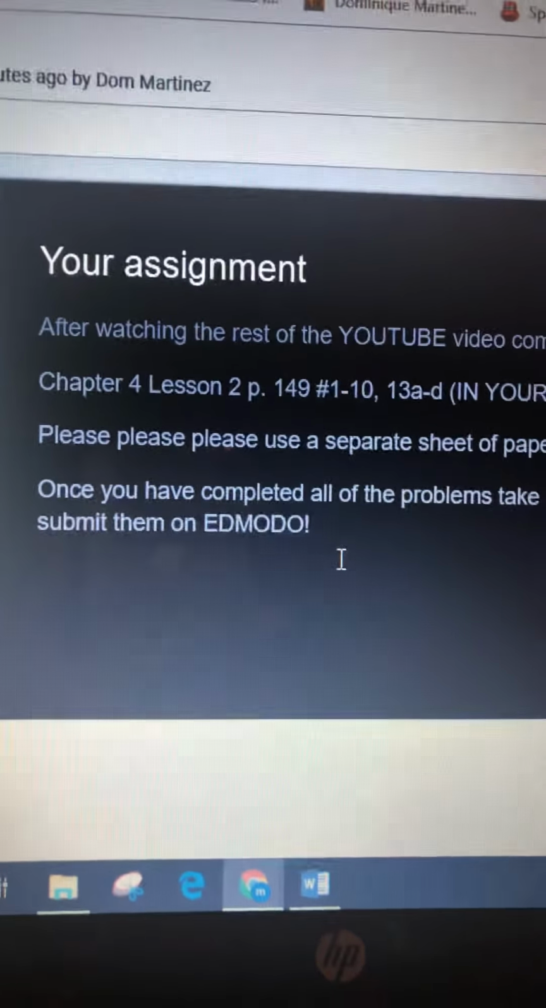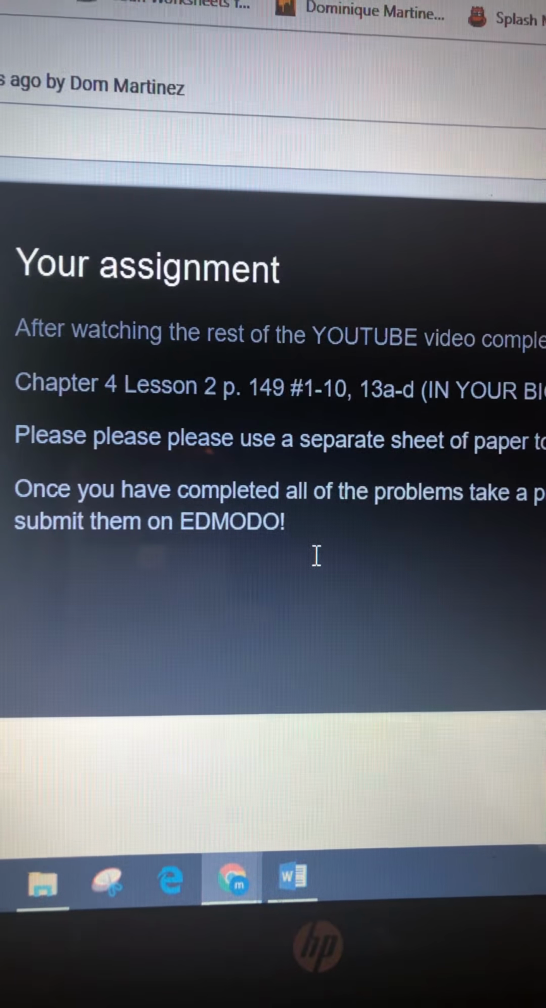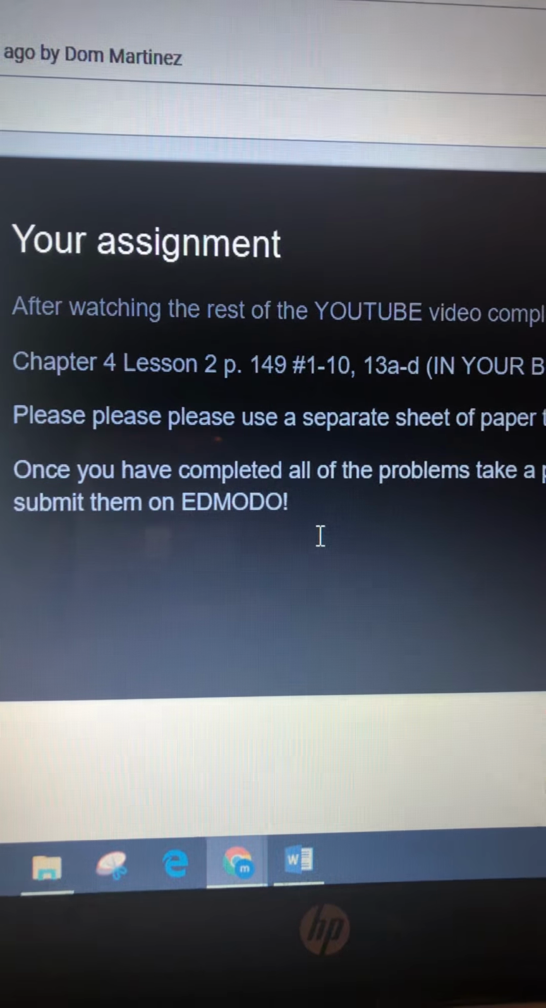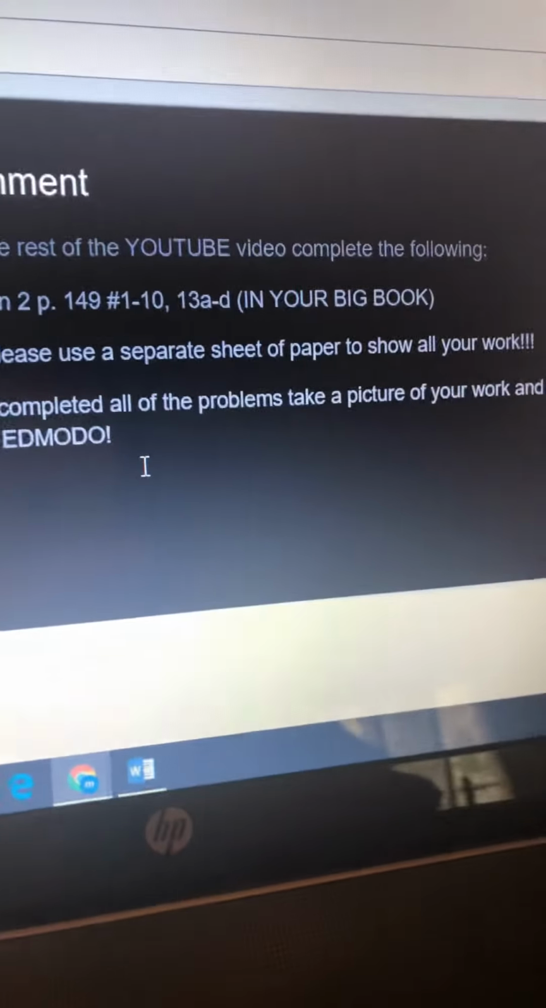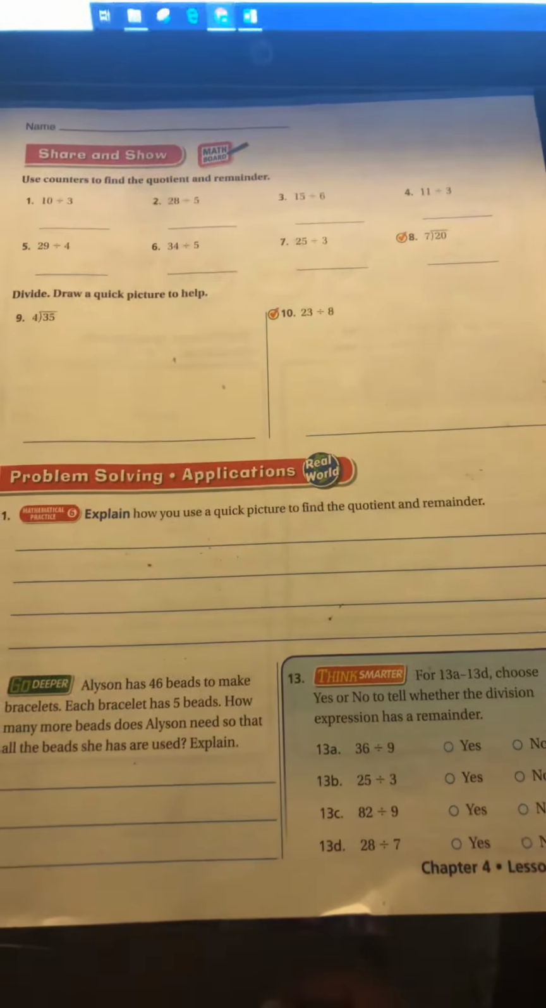This is the only way you're going to get better at division. Division will require you to show a lot of work on this, okay? So please take the time and do that. And also, once you complete it, make sure that you're taking a picture of your work and submitting it. This is what your homework assignment's going to look like tonight. So it's this page in your big book. Okay? All right, now let's move on.